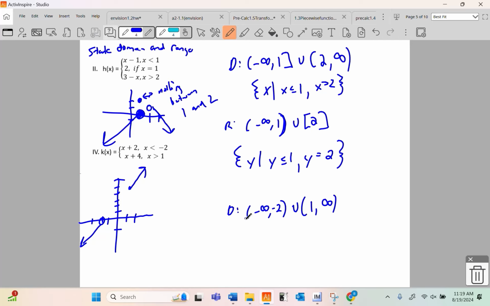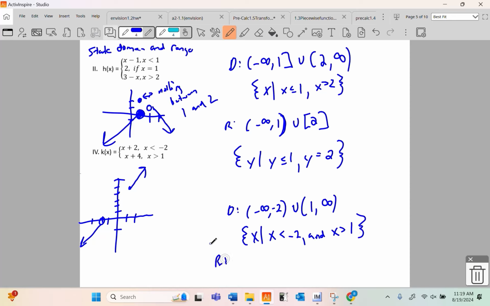Oh, by the way, speaking of set builder here, all values of x such that x is less than -2 and x is greater than 1. You don't have to have the word and, it's optional.